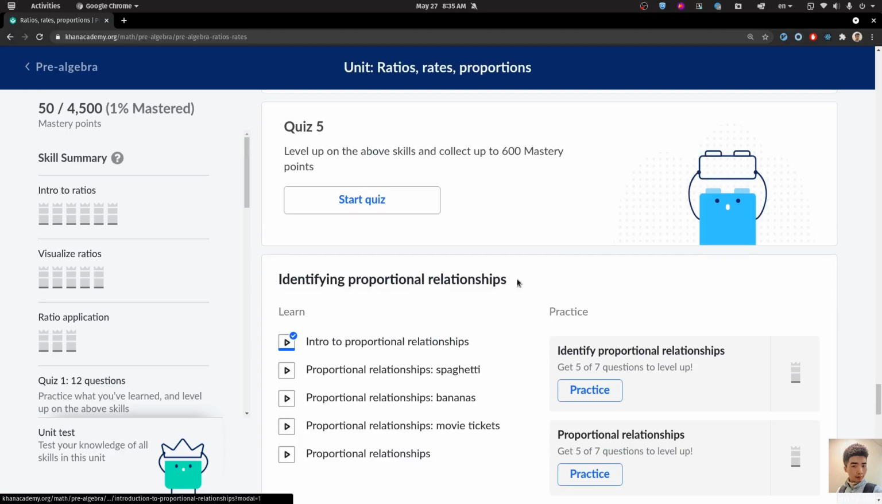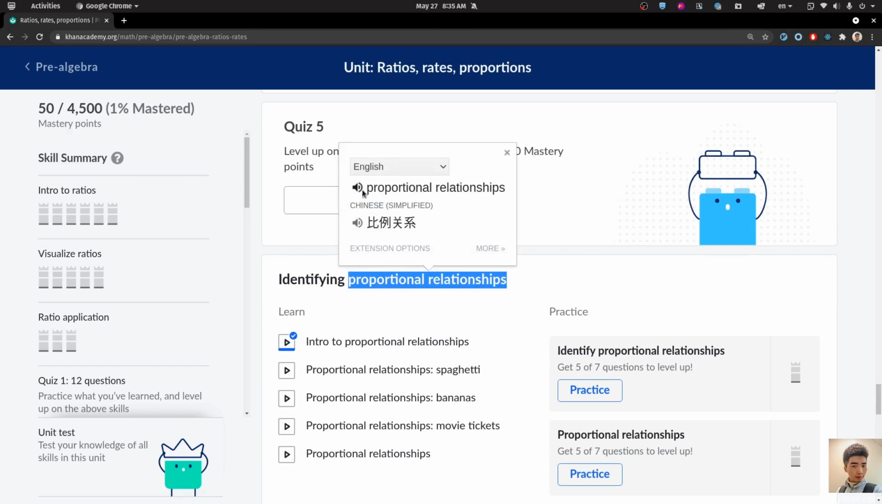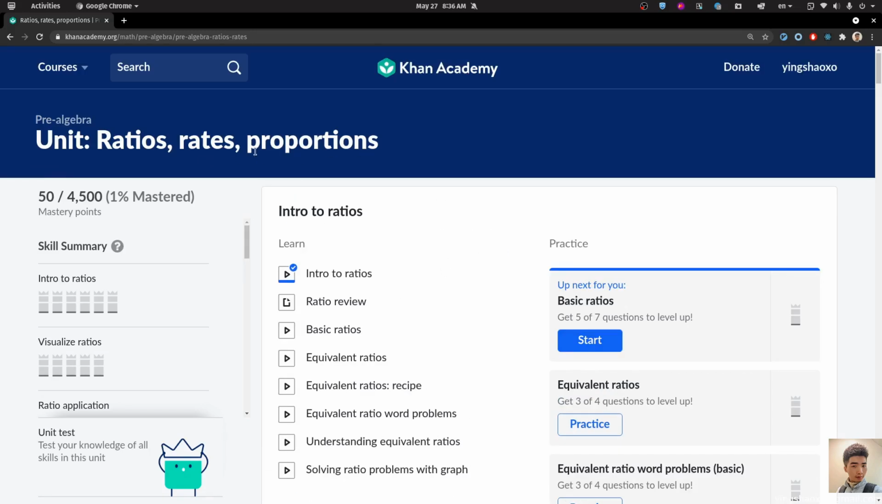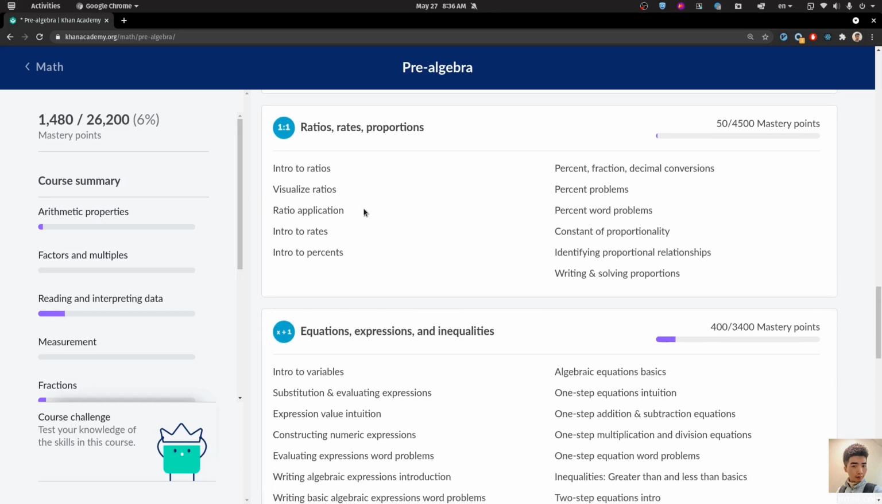Okay, good explanation on the concept of proportional relationships. Yeah, that makes sense. Two things always have the same rate or always have the same ratio. Okay, I guess that's today's learning, and today we have learned the concept of ratios, rates, and proportions.